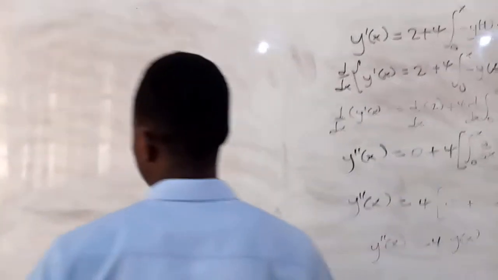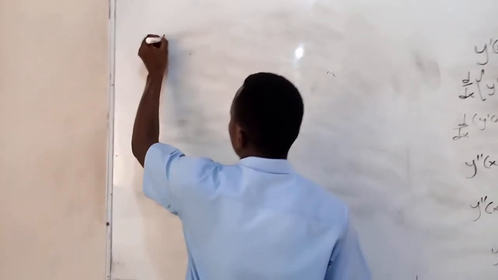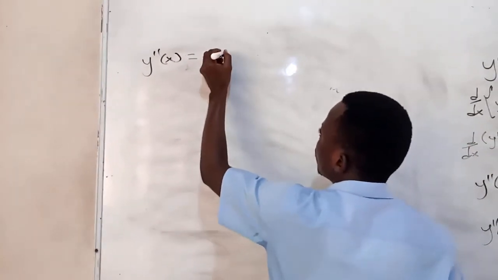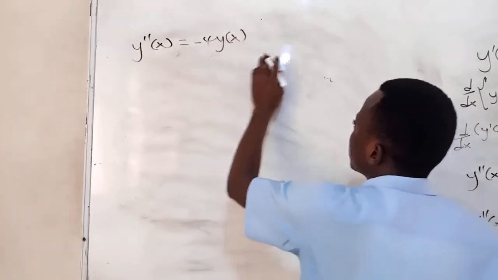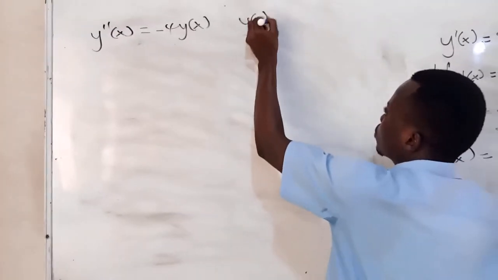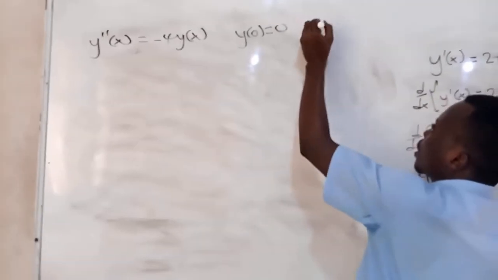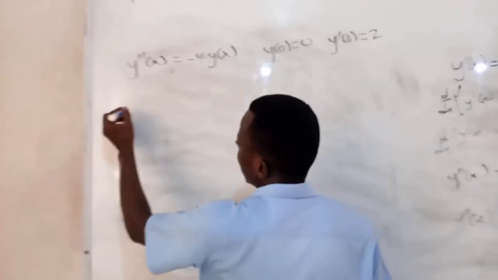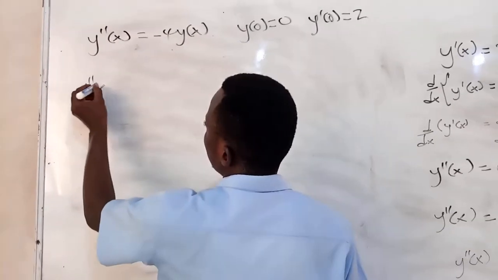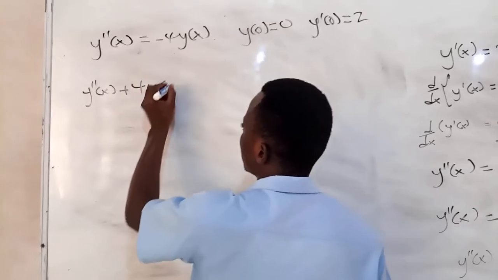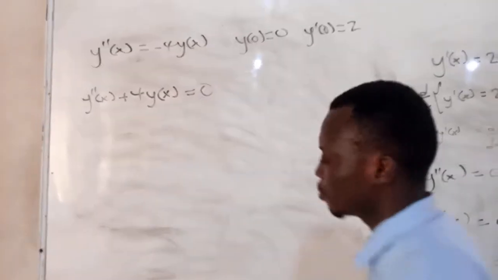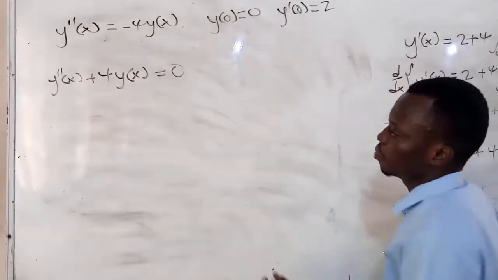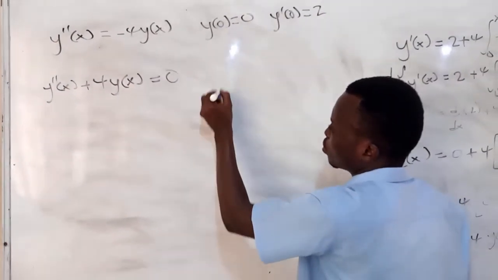So the resulting ODE becomes y''(s) = -4y(s), with initial conditions y(0) = 0 and y'(0) = 2. Can we write this as y''(s) + 4y(s) = 0? So in solving this ODE, we know that there is a function that is a solution.